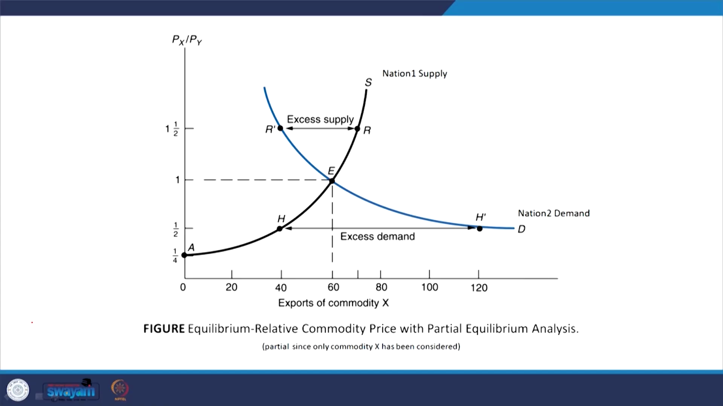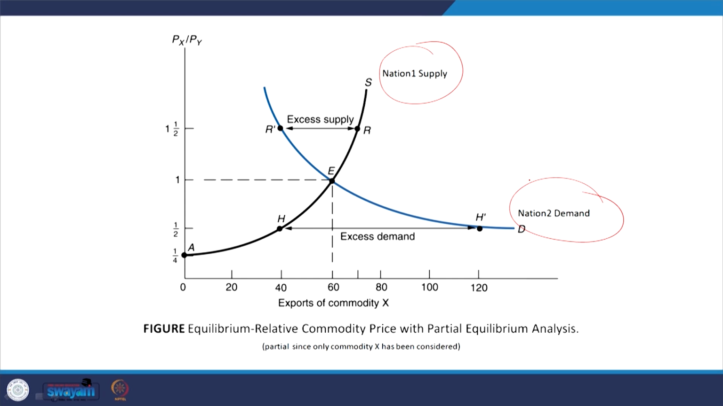From the earlier argument, if you remember carefully, we discussed the relative prices of the commodities and the commodity X that is being demanded or supplied. Nation 1 we are considering here as the net supplier so far as commodity X is concerned, and nation 2 is the net demander.